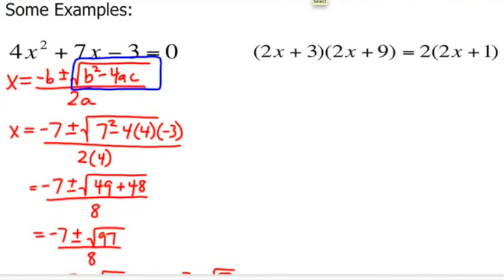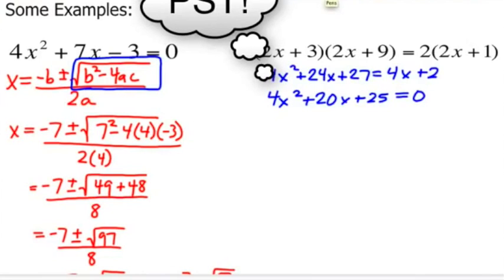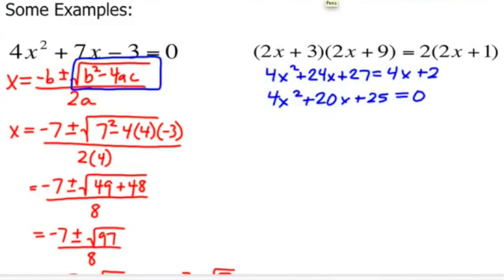All right, I've taken a look at something that involves quite a few more steps. So first thing I'm going to do is convert the equation into the form ax squared plus bx plus c equals 0. This means I have 4x squared plus 24x plus 27 equals 4x plus 2, or 4x squared plus 20x plus 25 equals 0. If you notice something right now, you can go ahead and say it, but it's going to be important in terms of the quadratic formula.